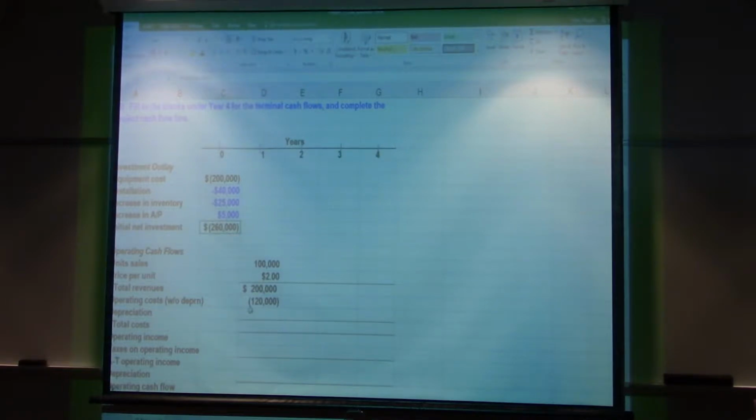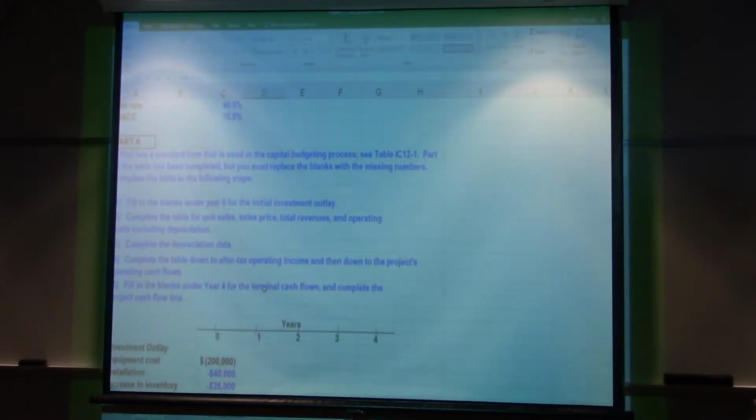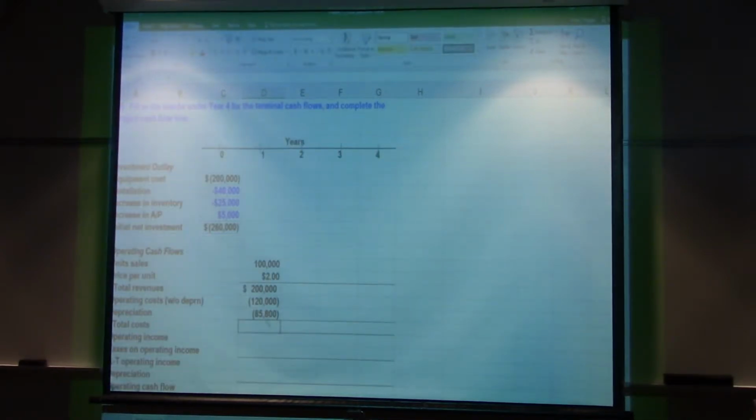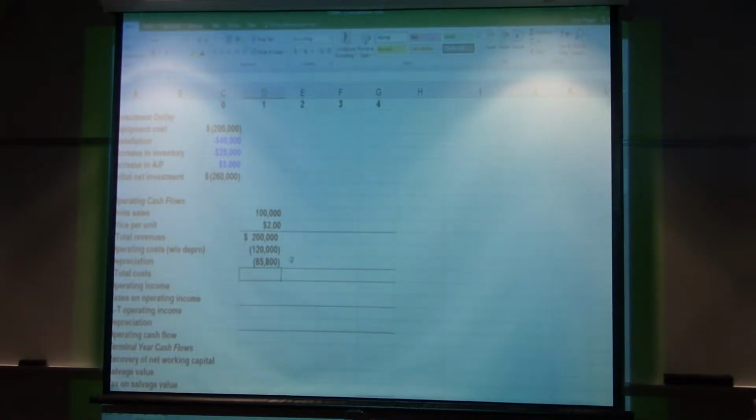Yes, but the rates are different. This is not a straight line depreciation approach. This is 0.33. There's a table in the front for depreciation. Yeah, 0.33. Total costs.